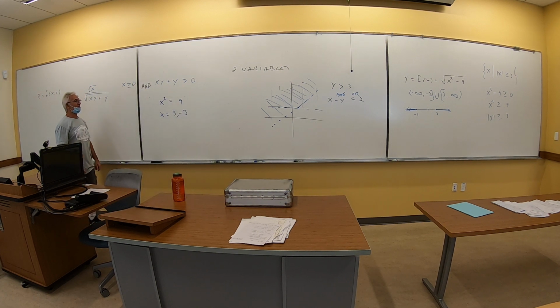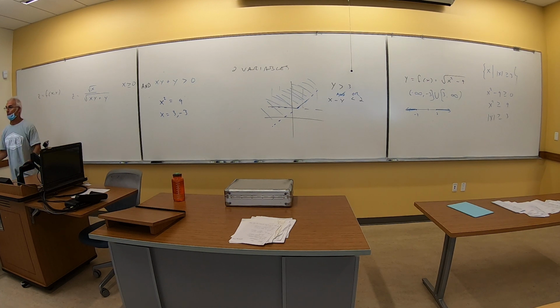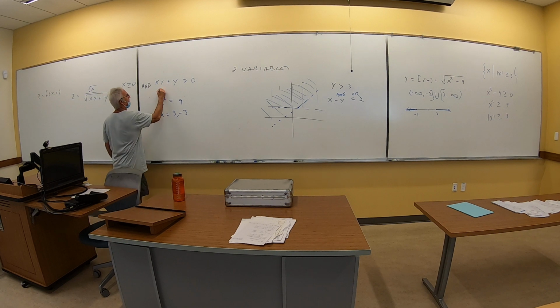By the way, I don't have enough here. There's got to be more. X is greater than or equal to 0 and xy plus y is greater than 0. If I don't know anything else, can I state both of these? Yeah. Now, is it possible that I could put those together and figure out something else? For example, is it possible maybe I can do this?